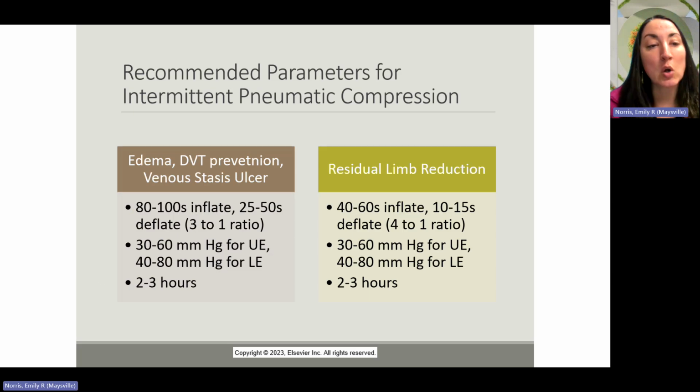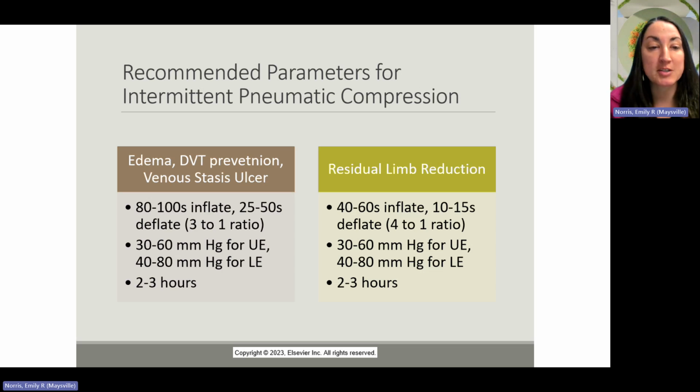So if your goal is to reduce edema or prevent a DVT or reduce a venous stasis ulcer, the parameters that are recommended are a 3-to-1 ratio. So typically you would have them inflate for 80 to 100 seconds and then deflate for 25 to 50. Versus with residual limb reduction, it's a 4-to-1 ratio. So typically you would have it inflate for 40 seconds to a minute and deflate for 10 to 15 seconds.